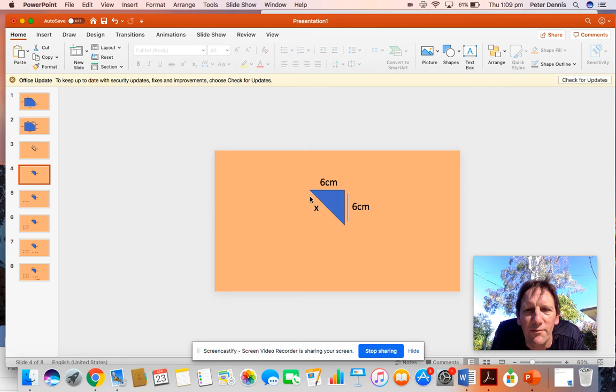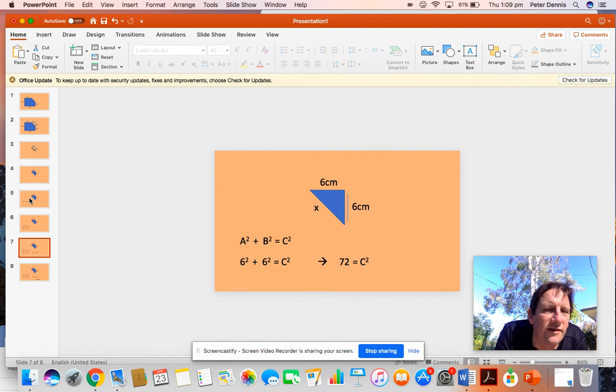How do we use that? We've got to use Pythagoras' theorem that a squared plus b squared equals c squared. And there's the formula there, a squared plus b squared equals c squared. So we're going to get 6 squared plus 6 squared equals x squared. 6 squared is 36. So 36 plus 36 gives us 72.